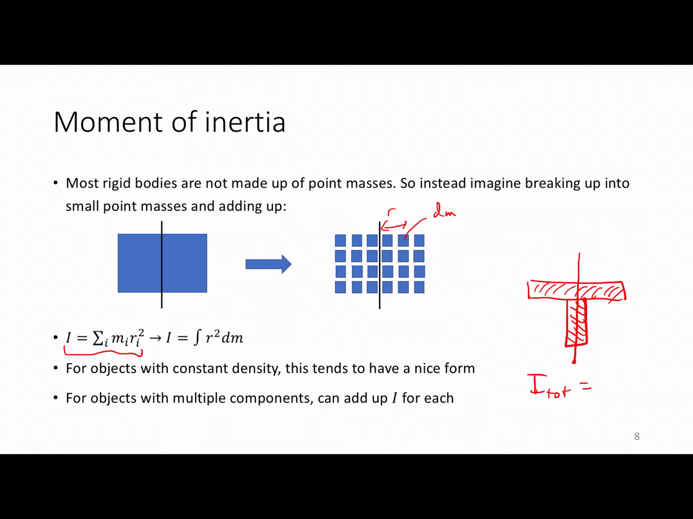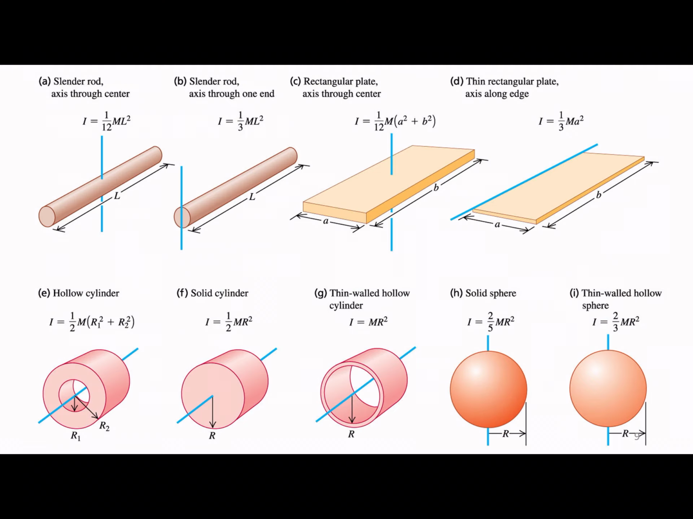The total moment of inertia is just the moment of inertia of one half plus the other half. So break it up into smaller pieces, add them up, and you will get the total moment of inertia. Now here's the table that I've stolen straight out of the book for your moments of inertia. There are various things here: a slender rod, which is like a line-like particle, rectangular plates, hollow cylinders, solid cylinders, and then even solid and hollow spheres. Nothing very exciting to say about this besides these are all correct statements.